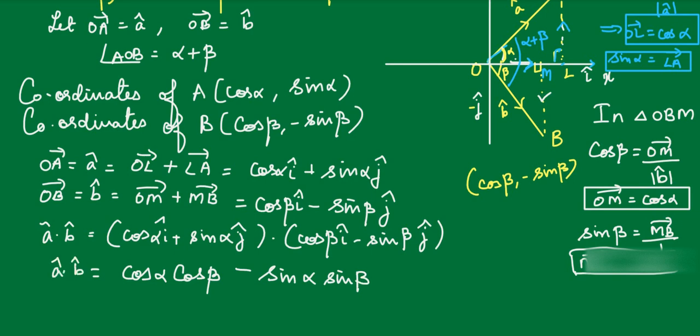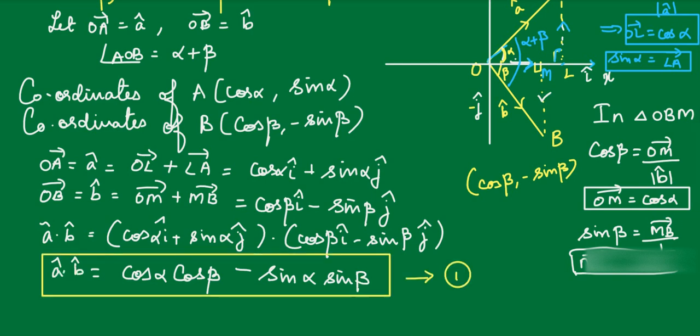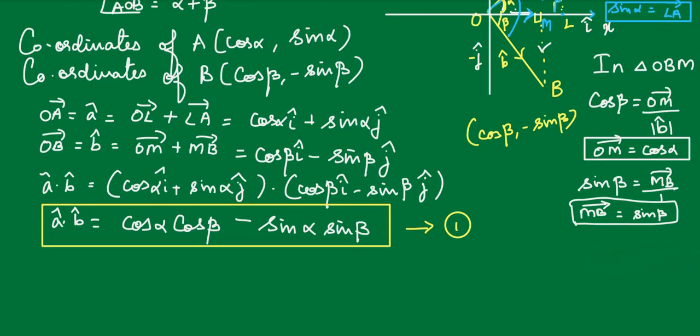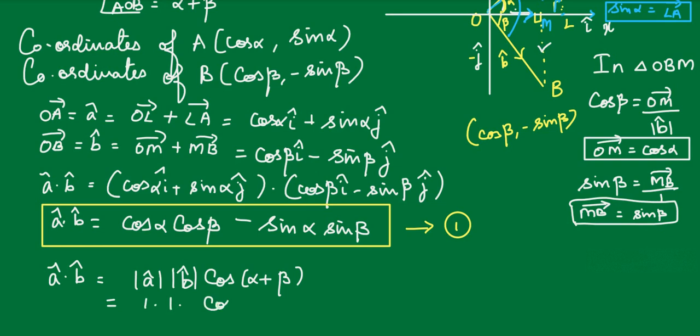This is equation number 1. Next, by the definition of dot product, we know that A cap dot B cap is equal to modulus of A cap, modulus of B cap, into cos of the angle between both the vectors, that is cos of alpha plus beta, which gives us 1 into cos of alpha plus beta.